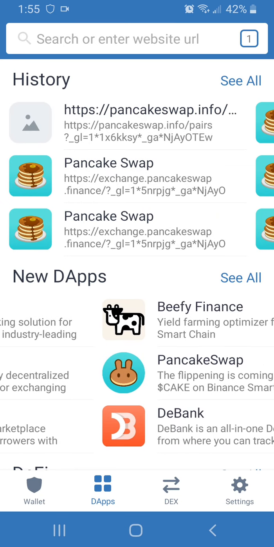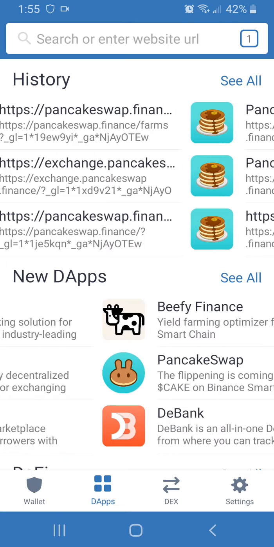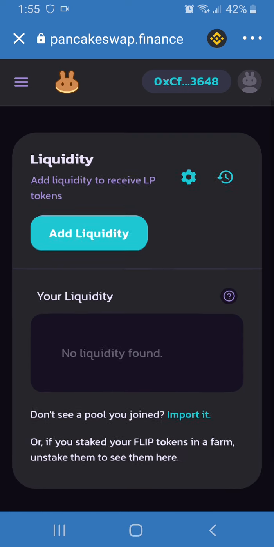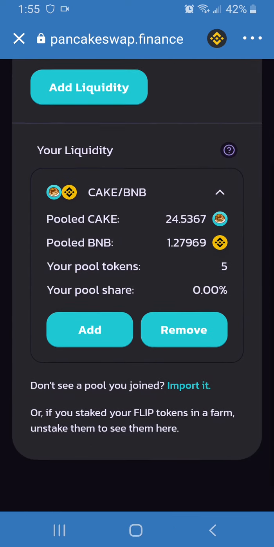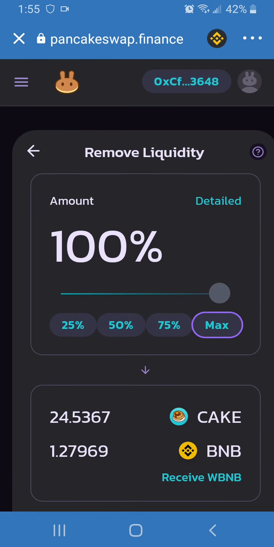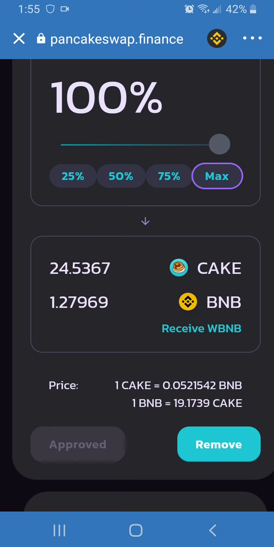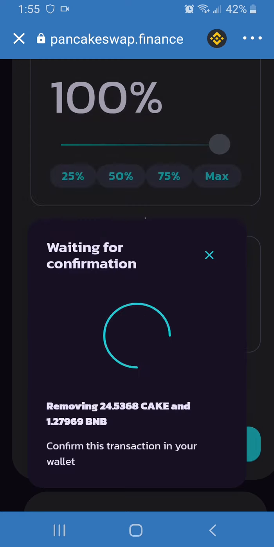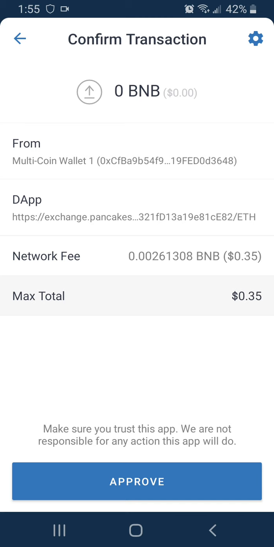Whoops, I exited all the way out. This is my history. I'm just going to go to the main page. Liquidity. Always takes a second there. My tokens, I want to remove. I want to remove all of my tokens, all 5, and cash out 24.5 cake and 1.27 BNB. So remove, confirm. Let's see, 35. So I'm going to add that to the list.